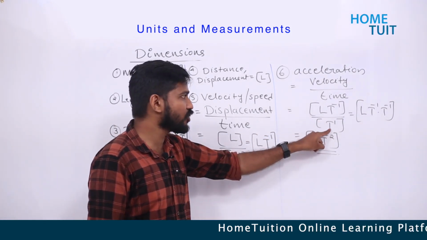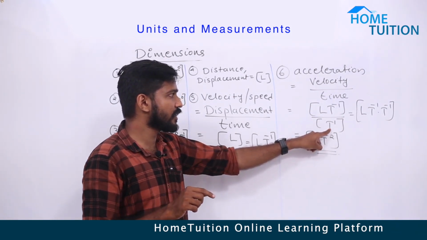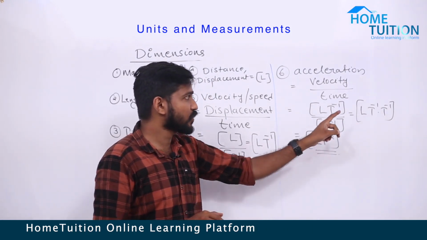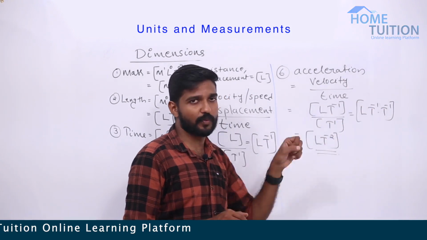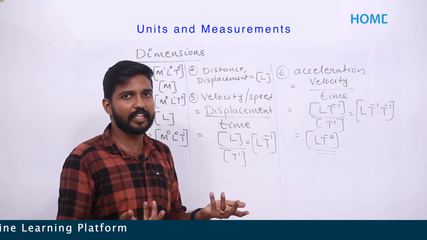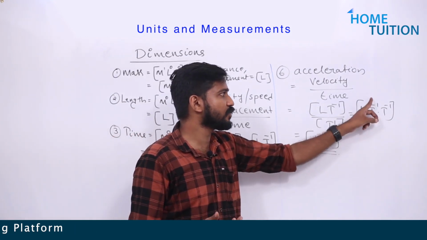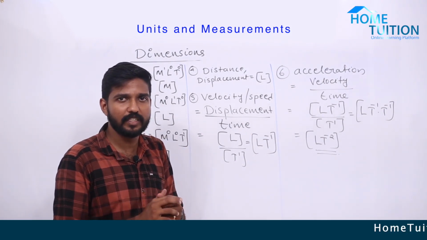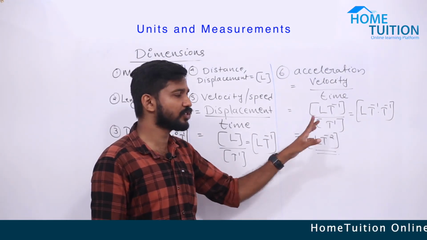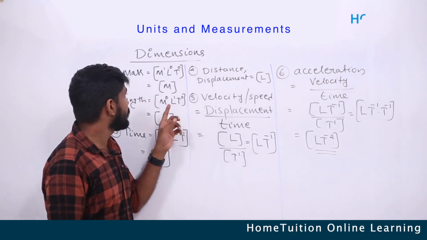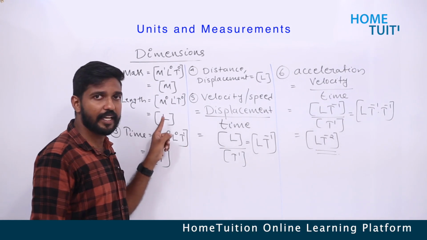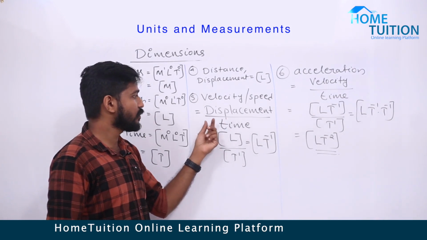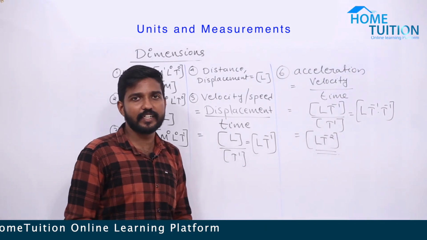So this T raised to 1 goes to the numerator as T raised to minus 1, multiplied with L T raised to minus 1. So L T raised to minus 1 into T raised to minus 1. What is a raised to m into a raised to n? That is a raised to m plus n. So T raised to minus 1 into T raised to minus 1 is T raised to minus 1 plus minus 1, which is minus 2. So it will be L T raised to minus 2. So once again, mass M, length L, time T, displacement and distance same as L, velocity L T raised to minus 1, acceleration L T raised to minus 2.